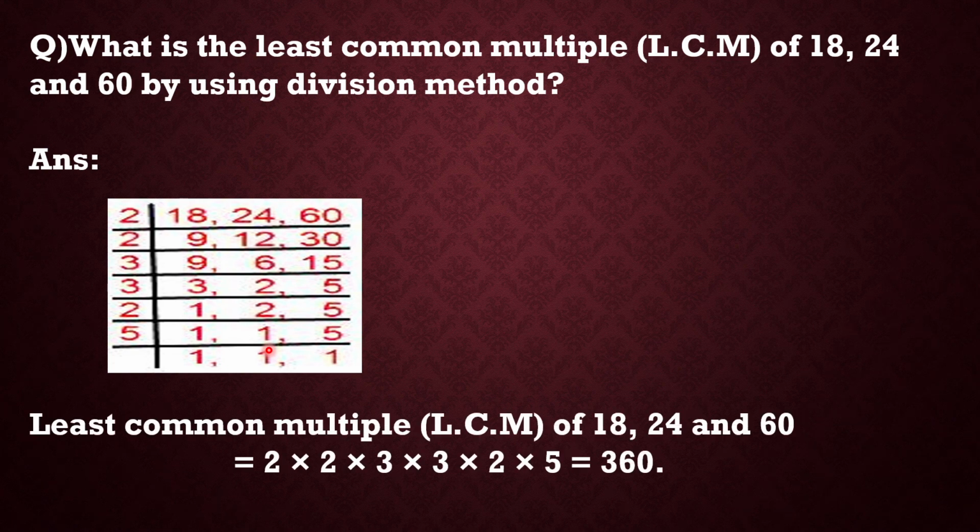Now what we have to do is multiply all these divisors. In order to get the LCM, we have to multiply all of them: 2 into 2 into 3 into 3 into 2 into 5. So we'll get 360.